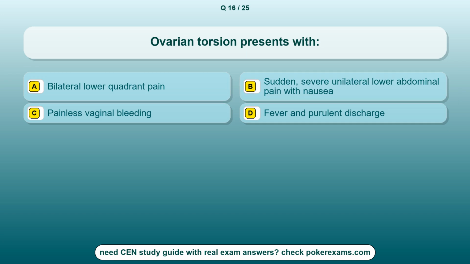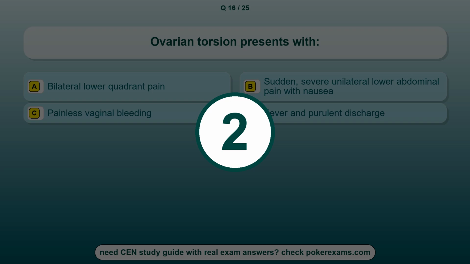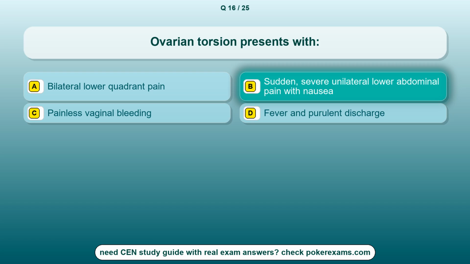Question 16. Ovarian torsion presents with option A, bilateral lower quadrant pain. Option B, a sudden, severe unilateral lower abdominal pain with nausea. Option C, painless vaginal bleeding. Option D, a fever and purulent discharge. The correct answer is option B, sudden, severe unilateral lower abdominal pain with nausea.